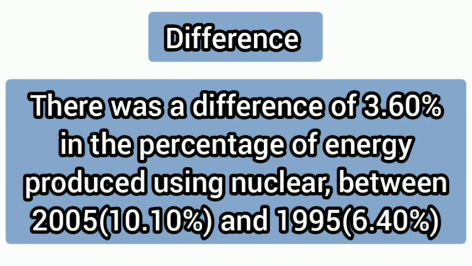So the next sentence is when we have to show difference between two items or years. So the sentence that I formed with this is there was a difference of 3.60% in the percentage of energy produced using nuclear between 2005 and 1995.